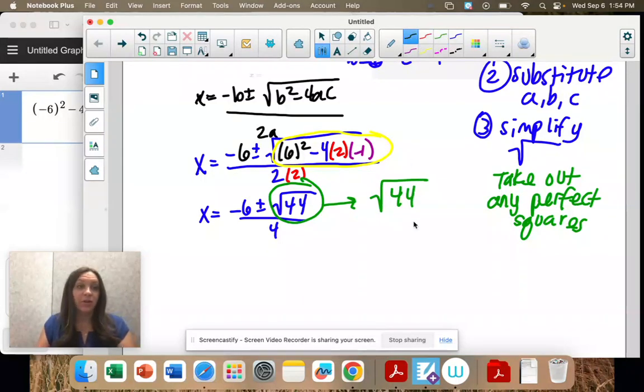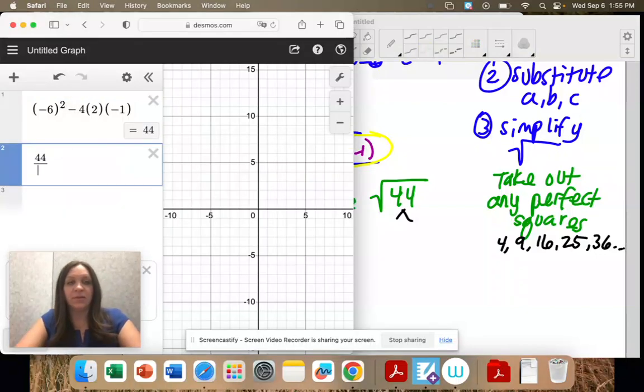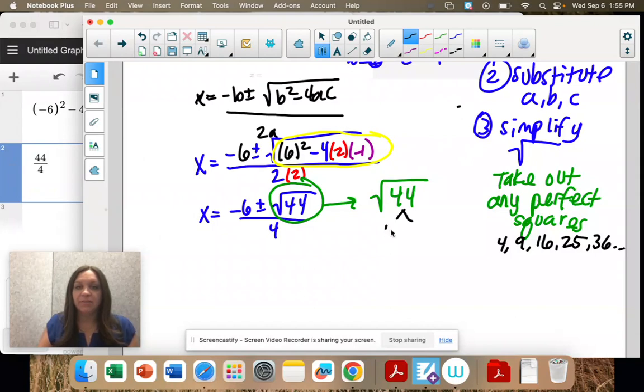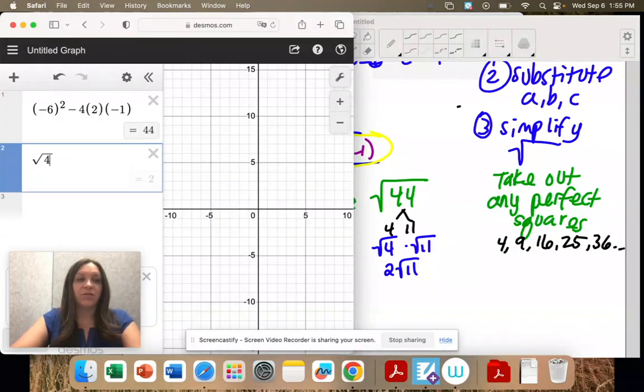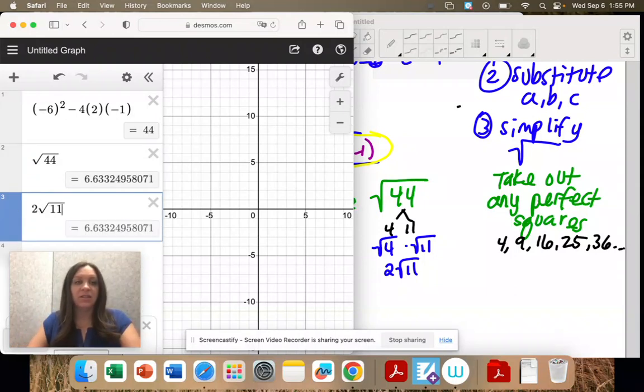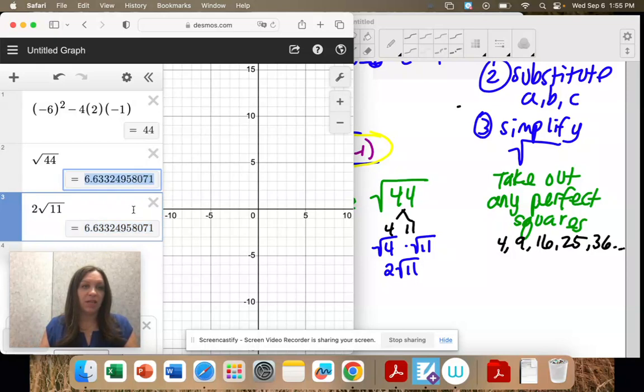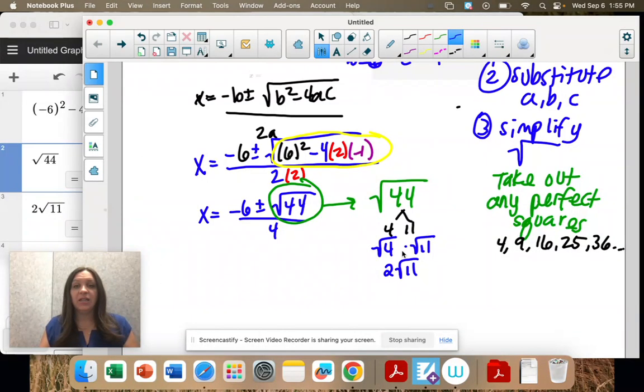And this is from quarter 1, unit 1. So it's been a while, but start dividing by perfect squares. Remember our perfect squares? 4, 9, 16, 25, 36. 44 divided by 4 is 11. So this is really the square root of 4 times the square root of 11, which is 2 square root of 11. Do you remember that? The square root of 44 is equivalent to 2 square root of 11. See how these are the same thing? All we're doing is we're rewriting it.